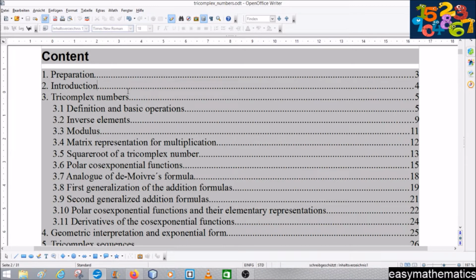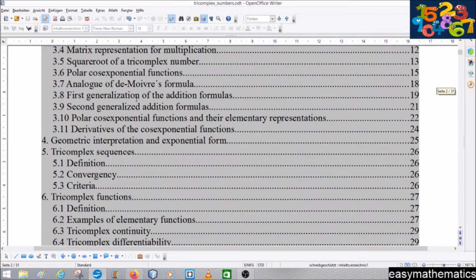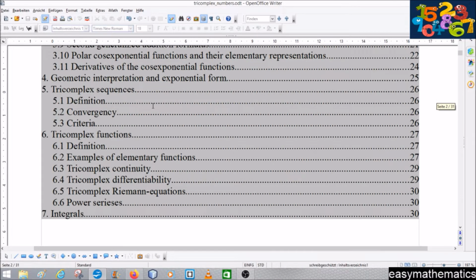This will be the first part of this video, and maybe there is a second part, and the second part is about geometric interpretation and exponential form. And then we make some calculus, talk about tricomplex sequences, definition, convergence, and criteria. Then we could talk about tricomplex functions, definition, examples, continuity, differentiability, and Riemann equations, and power series. And then we could also talk about integrals.